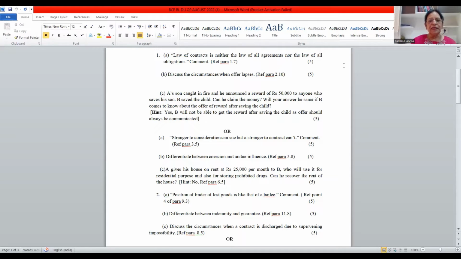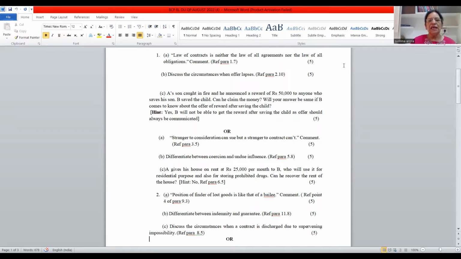Now, consideration means something in return. A person from whom the consideration has not moved is known as a stranger to consideration. And if a person is not a party to the contract, then he cannot sue on the contract. Say there are two parties, A and B. The agreement takes place between A and B. A has not fulfilled his part of the obligation.